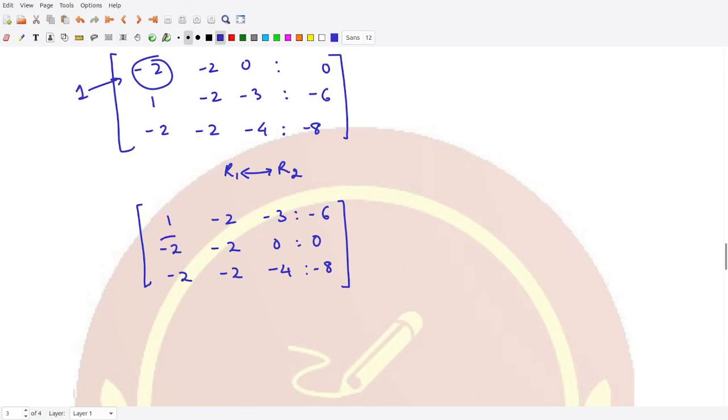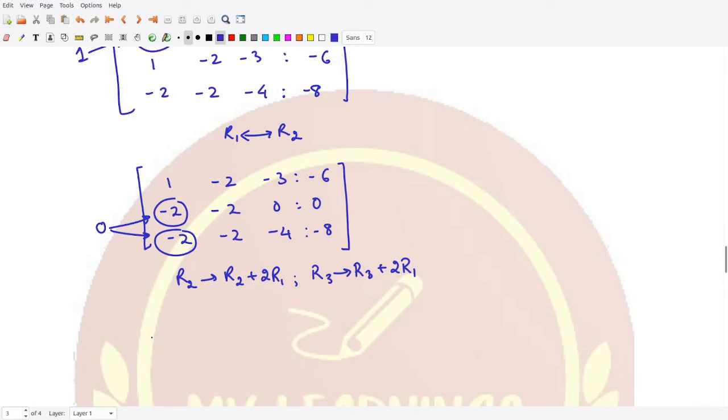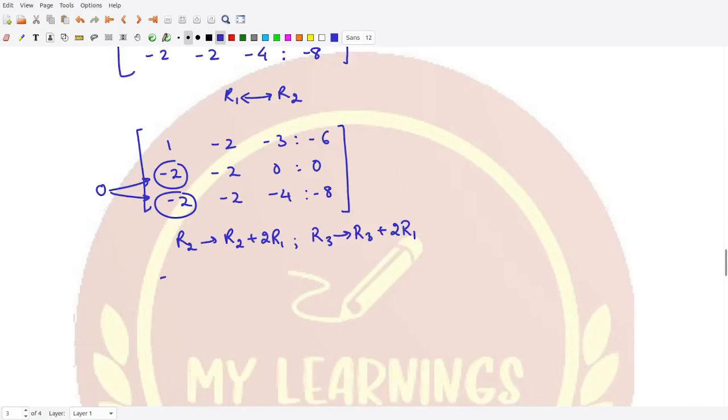Now next we wanted to make this element and this element, both of them as equal to 0. So how we can do that? On R2 we could apply the operation that R2 plus 2 times R1, and on R3 we could apply the operation that R3 plus 2 times R1. So your matrix, the first row would be as such, so it is 1, -2, -3 and -6.